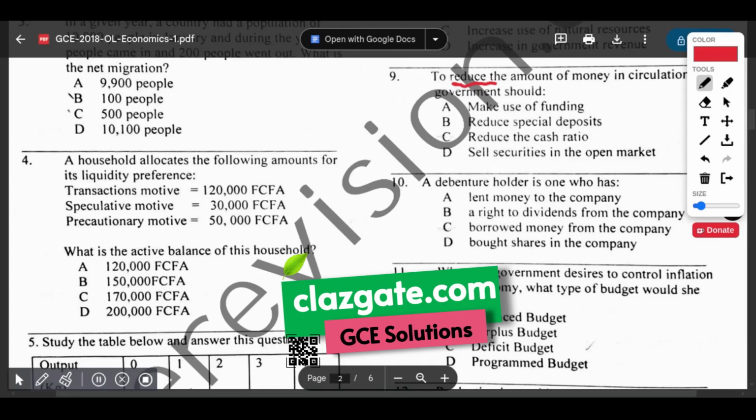And then for C, reduce the cash ratio. If you reduce the cash ratio, what is the cash ratio? Cash ratio refers to the amount.